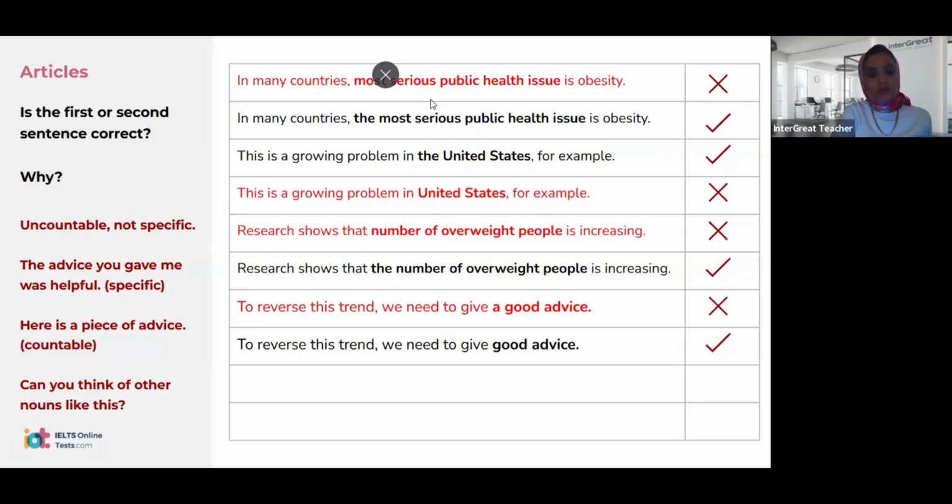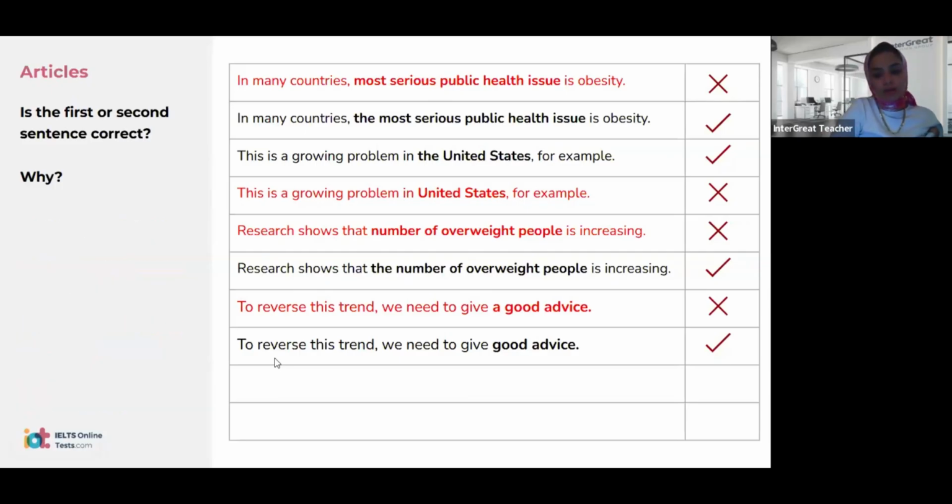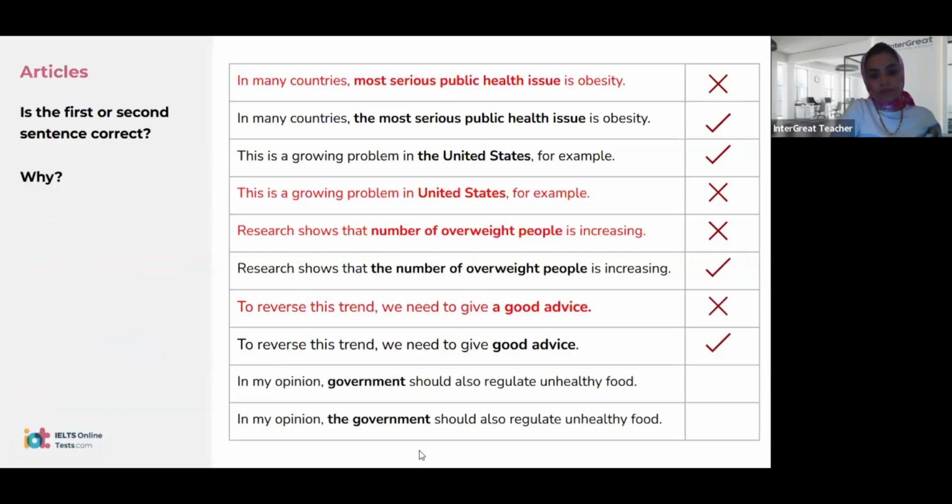Okay, rice, water, equipment, information, as I said. No, effort is countable. Music, right? So you do not use a or an before these nouns.